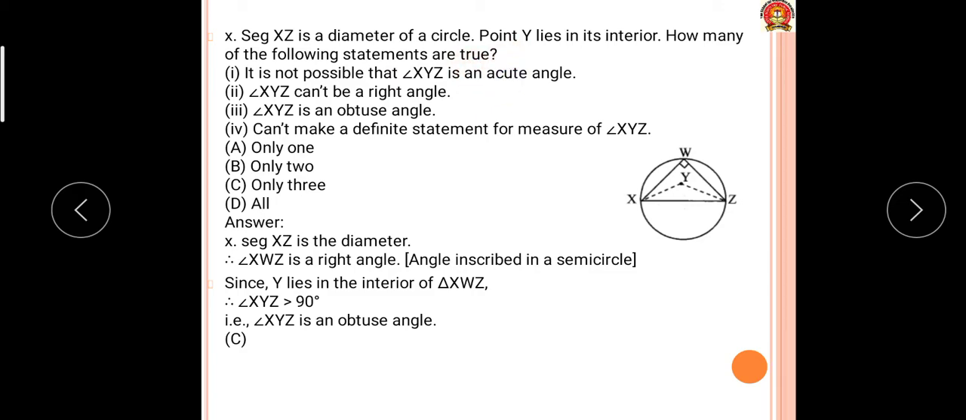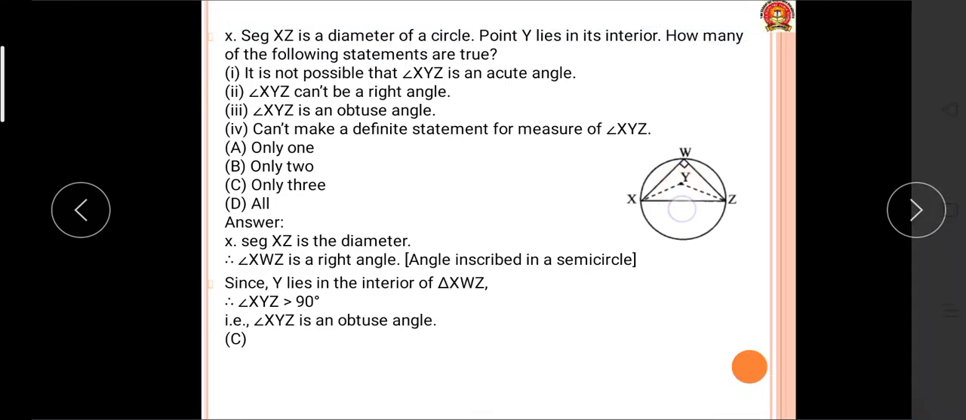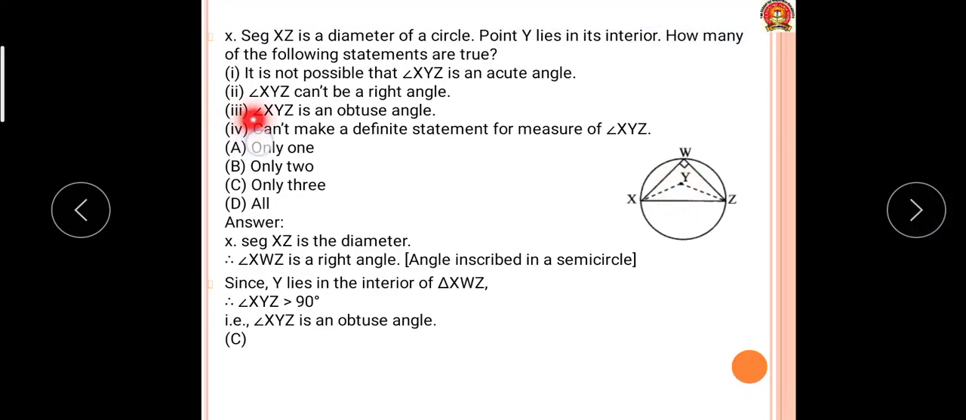So the answer is C. Segment XZ is the diameter. So angle XWZ is a right angle. So Y lies in the interior of the triangle XWZ. Therefore angle XYZ is greater than 90 degrees, and therefore angle XYZ is an obtuse angle. It is the correct statement. Okay, and if you are observing, by seeing only, you can easily recognize that angle at Y is obtuse. So which one is the third? Angle XYZ is an obtuse angle. So only the third statement is correct. So the answer is C.